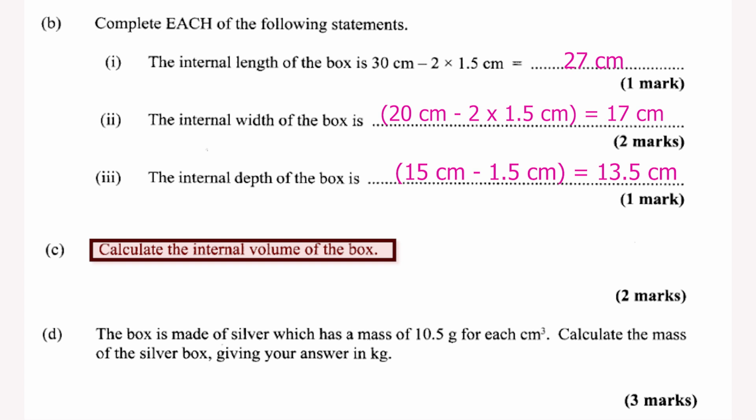Part C asks us to calculate the internal volume of the box. So in part A, we calculated the external volume. Now we are to calculate the internal volume. And the internal volume can be calculated using the internal dimensions. And so that would be the internal length times the internal width times the internal depth. Okay.